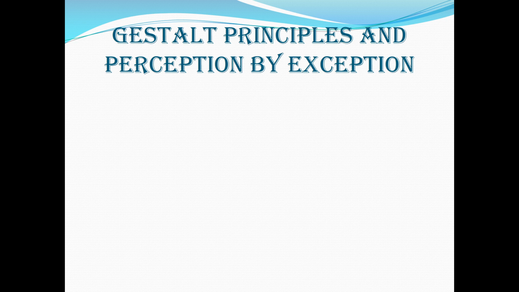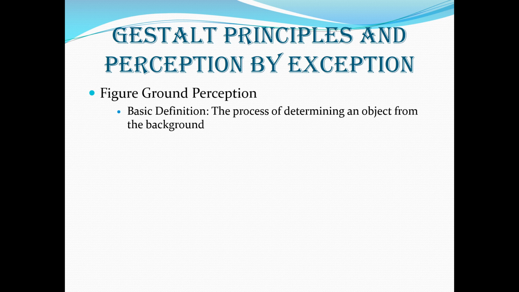And then finally, we talk about what are called Gestalt Principles. Gestalt principles simply mean that we tend to perceive things in the simplest way possible. For example, we have to a lot of times figure out what is it we're looking at and what is part of the background. There is a concept mentioned in your chapter called figure ground perception. The basic definition of figure ground perception is that you have to determine an object from a background.